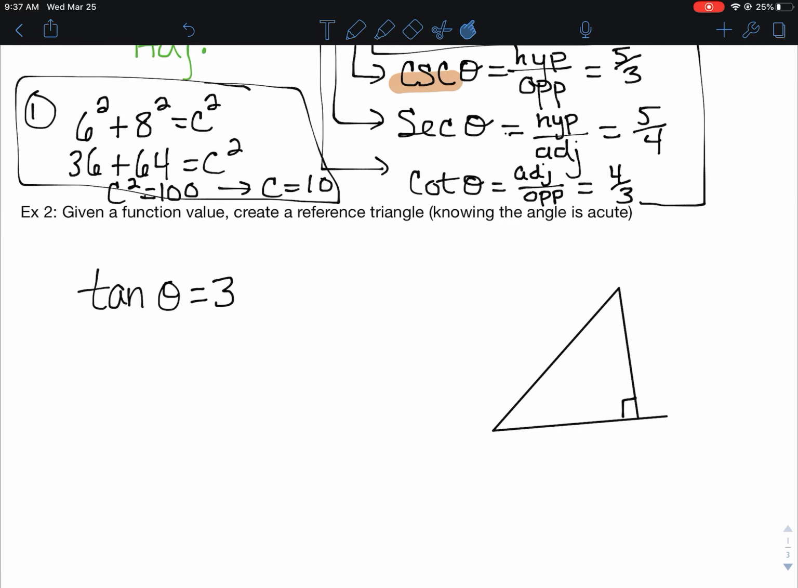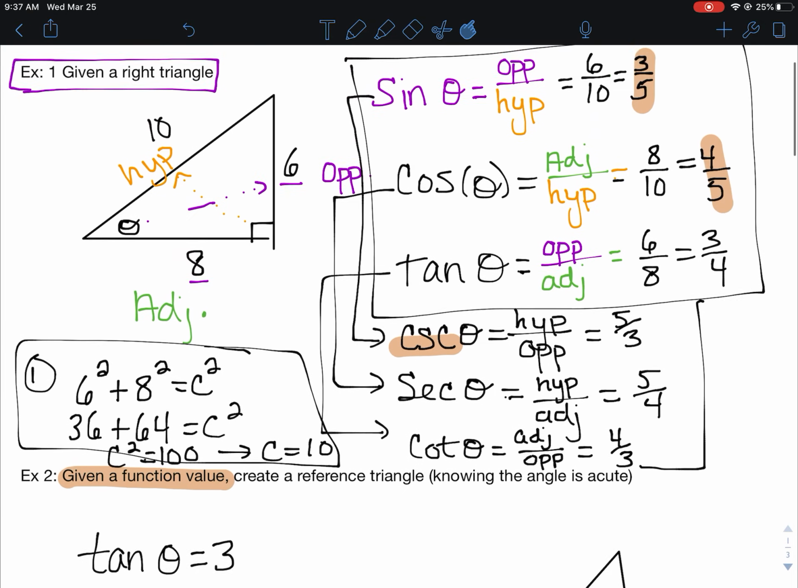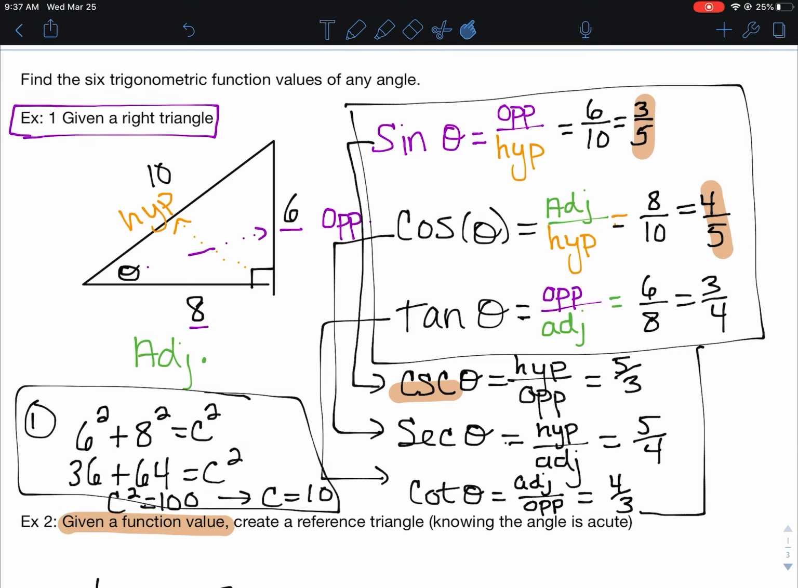So let's look at another example here where we're given a function value this time, and just by knowing that one, we want to find the other 6. Okay. There can be multiple similar triangles that are created that have the same function values. They just might be a multiple of each other. So for example, these function values we got here, sine, cosine, tangent, etc., they came from a triangle that had side lengths 6, 8, and 10. We would have gotten the exact same function values if these side lengths were 3, 4, and 5.